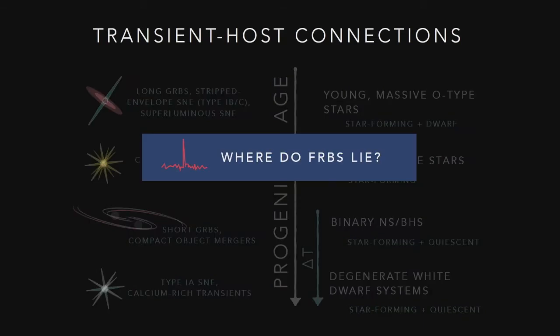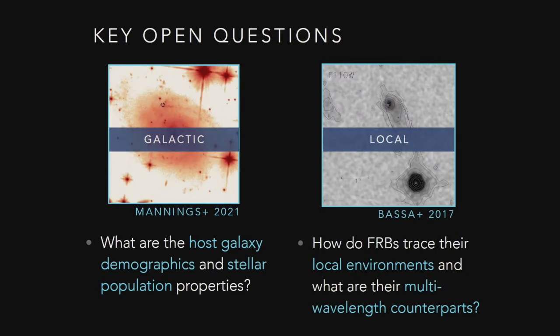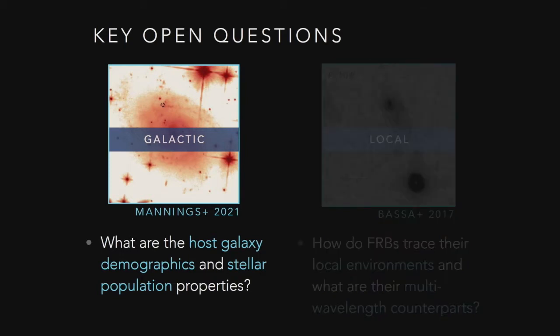And the question we ultimately want to answer with FRBs is, where do their host galaxies lie within this landscape? In other words, what types of stellar populations are driving FRB production? We can think about this in terms of two main overarching questions. First, what do the galactic scale properties of FRB hosts look like? In other words, what are their host galaxy demographics? And second, what do their more local environments look like? Or more specifically, how are FRBs tracing their local parsec scale environments? I'll talk a little bit about both of these aspects, but starting first with their galactic scale properties.